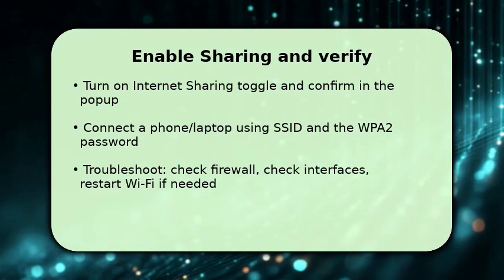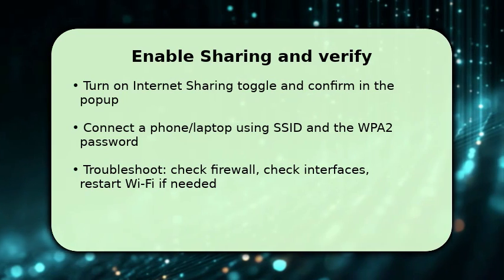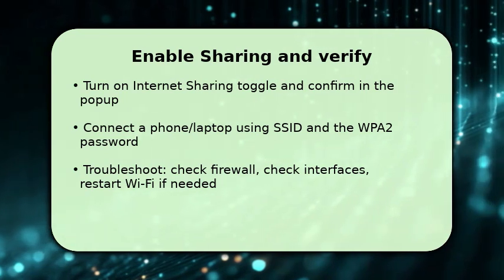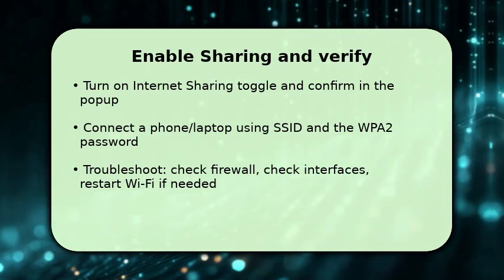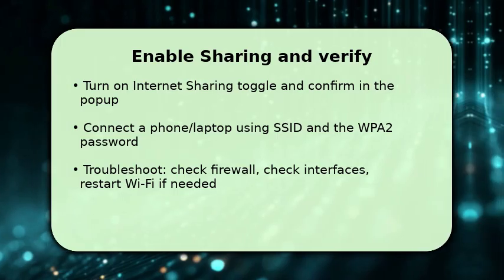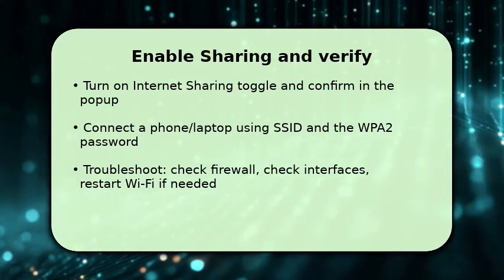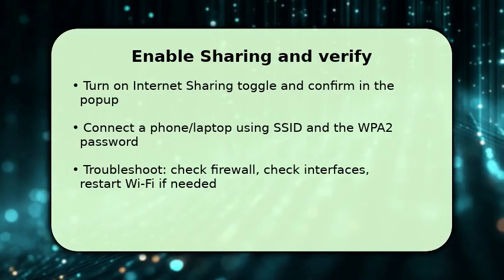Finally, enable Internet sharing by turning on the toggle and confirm the prompt. The Mac will start advertising the network. On your device, open Wi-Fi, find the SSID you set, and enter the password. Make sure DHCP assigns an IP.